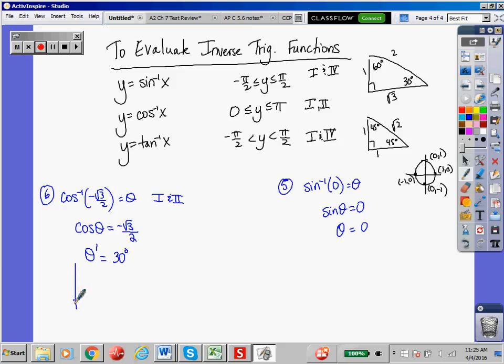But I need to push this into the second quadrant, and it's 30 degrees away from the x-axis. Okay, 30 degrees tells me the reference angle, how far it is from the x-axis. So theta is in fact 150 degrees, which is 5 pi over 6.